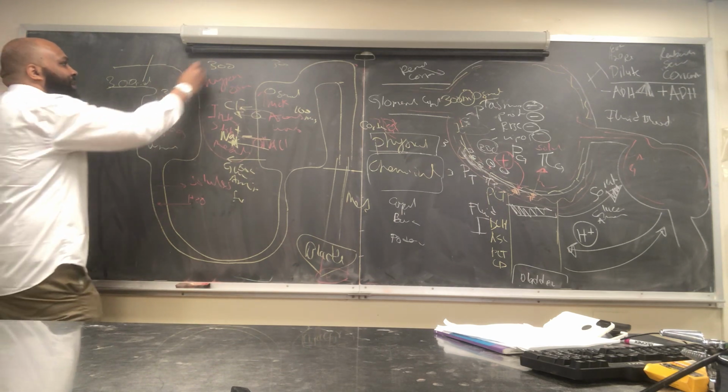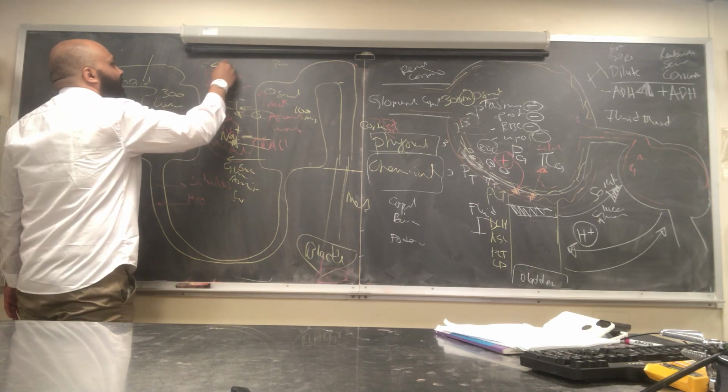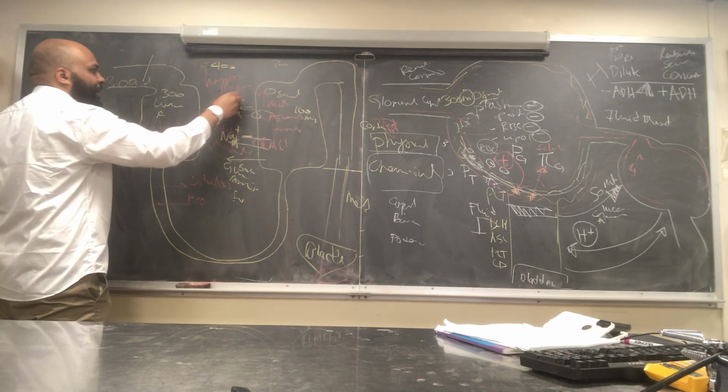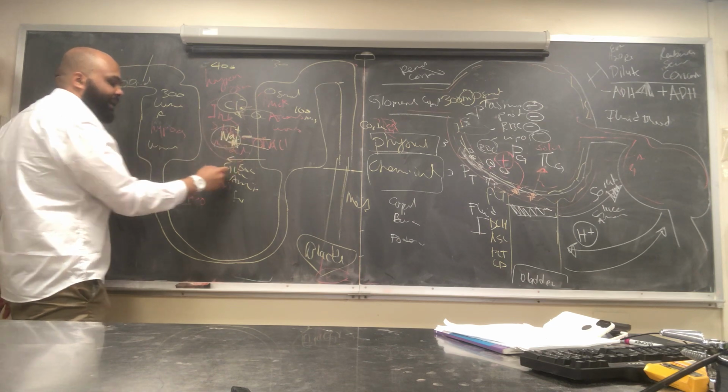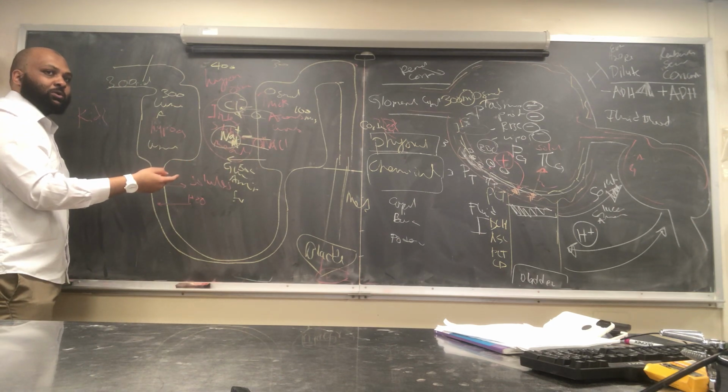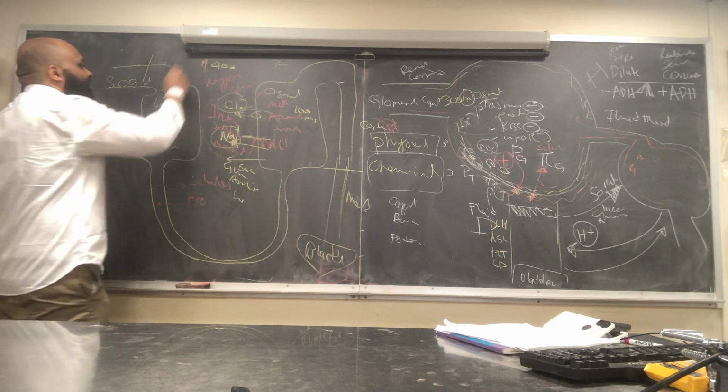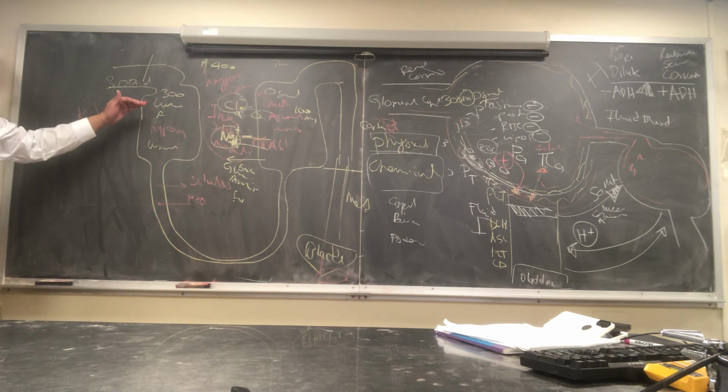Excellent. It's going to go up. It's going to go up to 400. Why? Because I dumped into it chloride, sodium, and a lot of glucose and a lot of osmoles. So the osmolarity has increased. So now there is a disequilibrium.